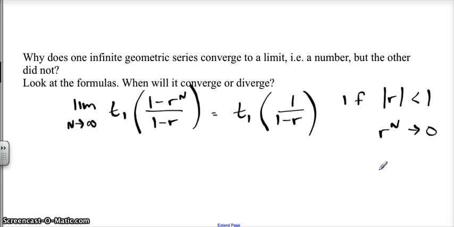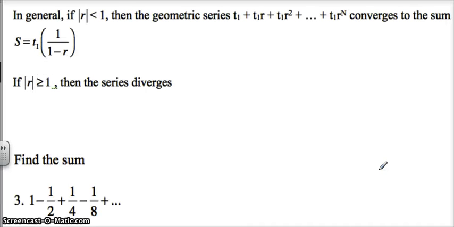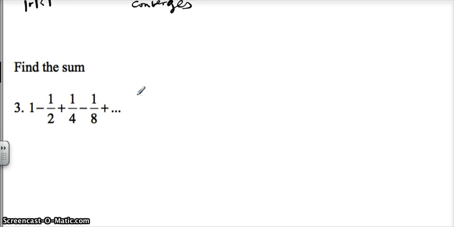All right, so let's go ahead and apply that to a few problems. Let's take a look down below. You see just the general statement that we just said, t sub 1 times 1 over 1 minus r. If the absolute value of r is greater than 1, then the series will diverge. That's what we saw in problem number 1. If the absolute value of r is less than 1, then we know that the series converges. All right, so let's try a few problems.